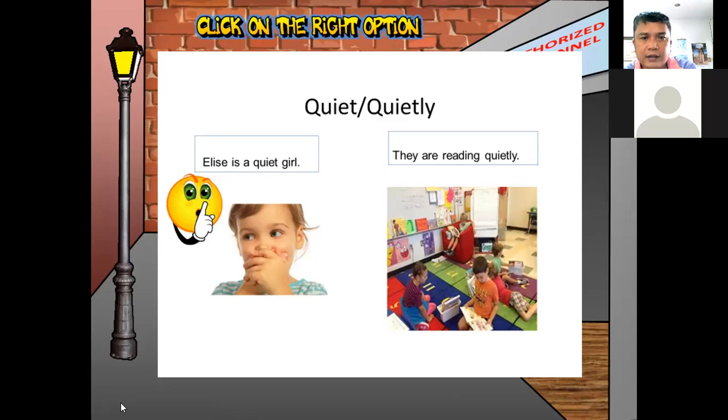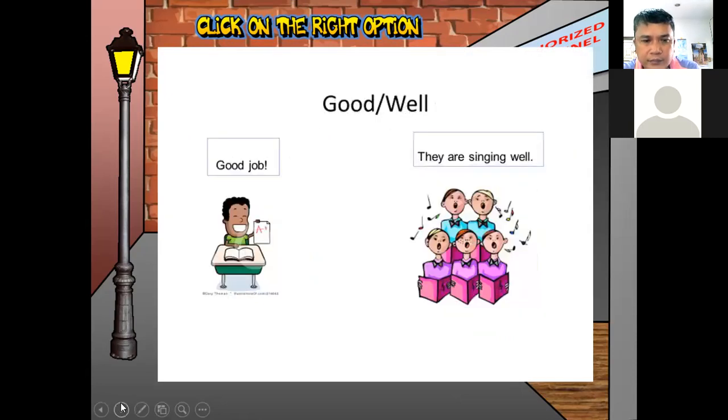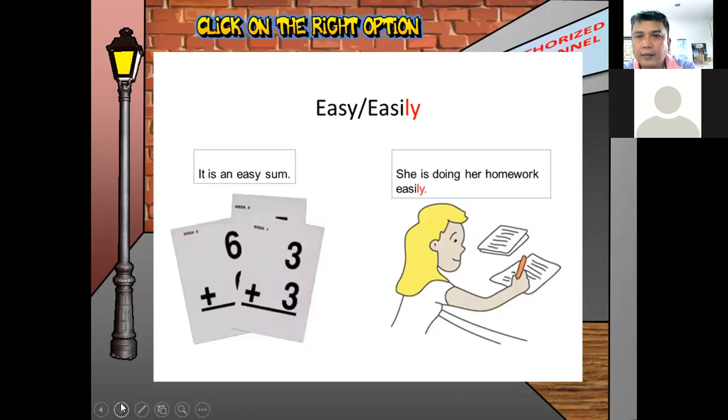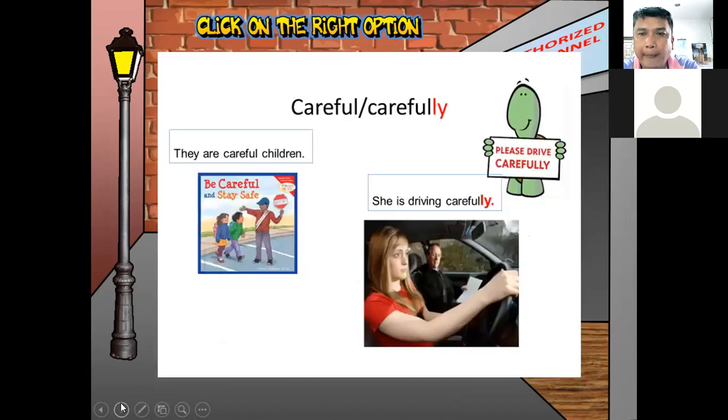Okay. So next, we have good and well. Good job. They are singing well. Very good. Easy and easily. It is an easy sum. How about the adverb? She is doing her homework easily. Okay, very good. Now how about careful and carefully? They are careful children. She is driving carefully. Okay, so that is the adverb form.